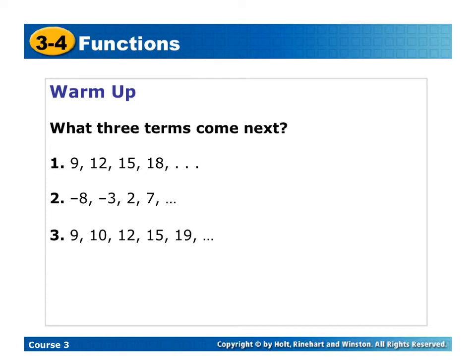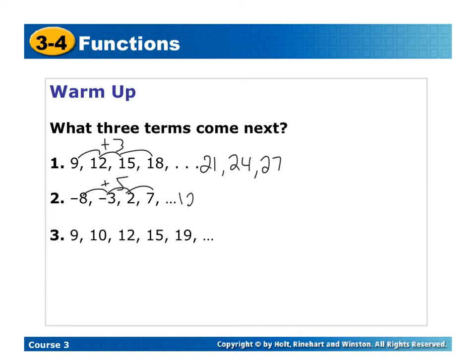Alright, for number 1, we see 9, 12, 15, 18. So you might have noticed that each term is 3 more than the one before it. So 18 plus 3 would be 21, then 24, then 27. On number 2, you might have noticed that each one is going up by 5.